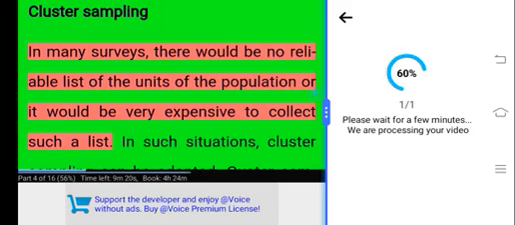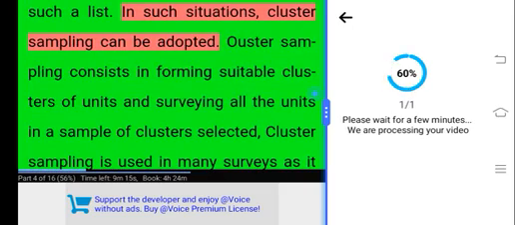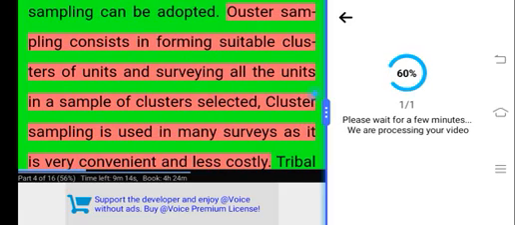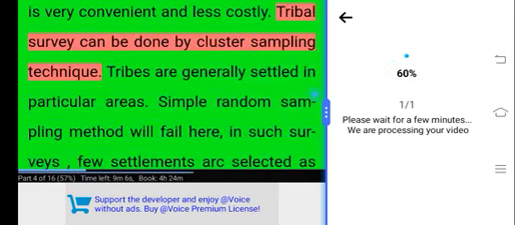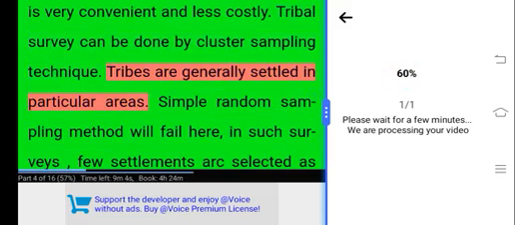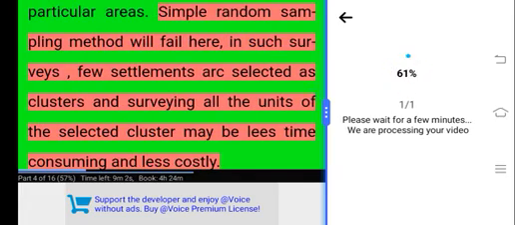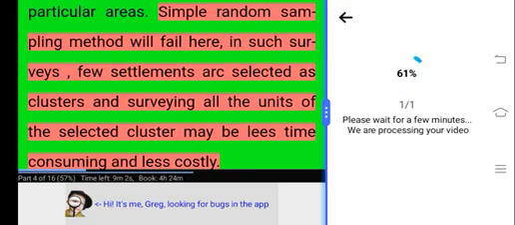Cluster sampling. In many surveys, there would be no reliable list of the units of the population, or it would be very expensive to collect such a list. In such situations, cluster sampling can be adopted. Cluster sampling consists in forming suitable clusters of units and surveying all the units in a sample of clusters selected. Cluster sampling is used in many surveys as it is very convenient and less costly. A tribal survey can be done by the cluster sampling technique. Tribes are generally settled in particular areas. The simple random sampling method will fail here. In such surveys, a few settlements are selected as clusters, and surveying all the units of the selected clusters may be least time consuming and less costly.